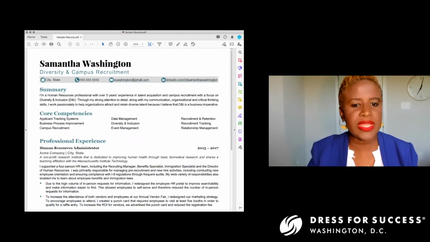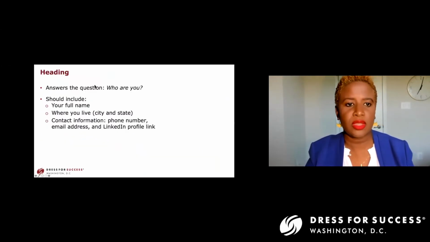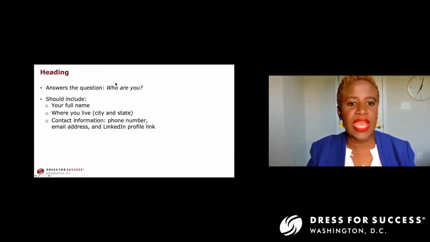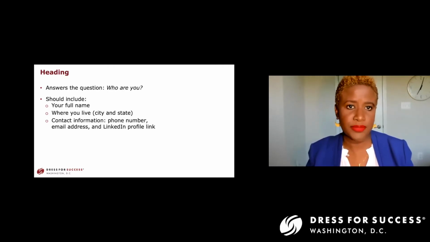All right, so now let's get back into talking a little bit about the first section, which is the heading. So your heading should answer the question, who are you? It should include your full name, where you live, city and state. You don't need to put your full address because people are probably not going to send you mail anyway. And then it needs to include your contact information, which is your phone number, your email address, and your LinkedIn profile link if you have one.